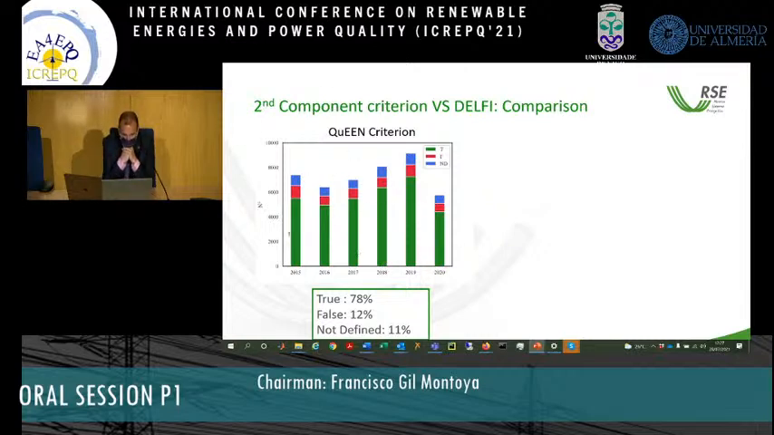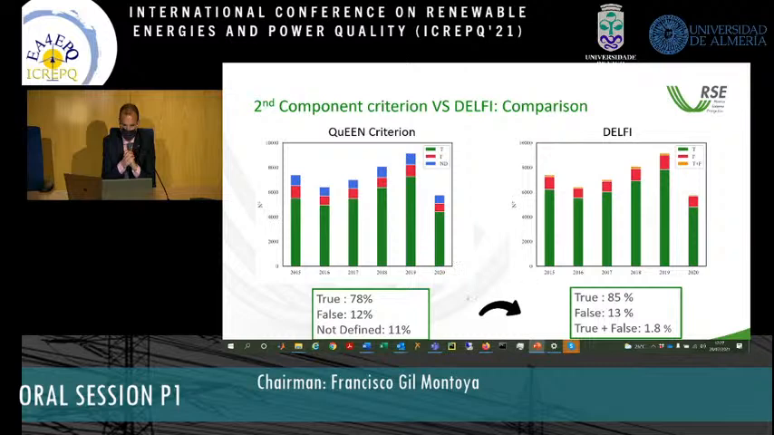So we can see that the trends are quite stable over the years. We have 78% of true events and 12% of false events, and a certain number of not defined events that are not negligible, because they are 11%. When we use the Delphi application, we can see that the number of true events increases up to 85%, while the false events remain quite stable, equal to 13%, and the true plus false events are equal to 1.8%.